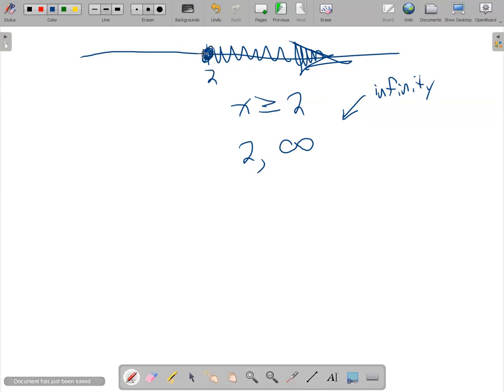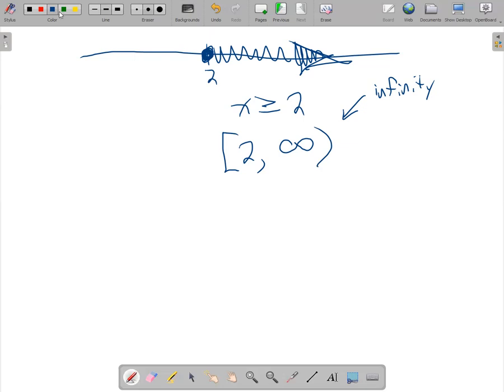Now, the 2 here is shaded. So does it get a square bracket or a parenthesis? Square bracket. Now, the square bracket means you can actually use 2. Now, infinity, it ain't a number. It's a direction. You can't use infinity in an equation, so you have to put a parenthesis anytime you have infinity. You can never put a square bracket because you can't get to infinity. It's not possible. It's a direction, not a number.